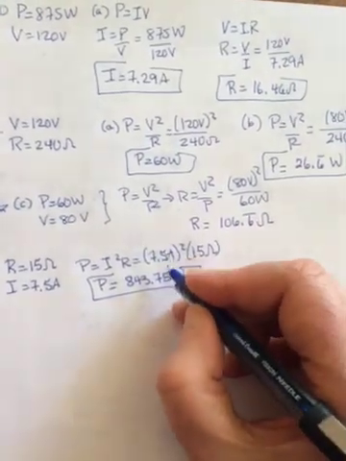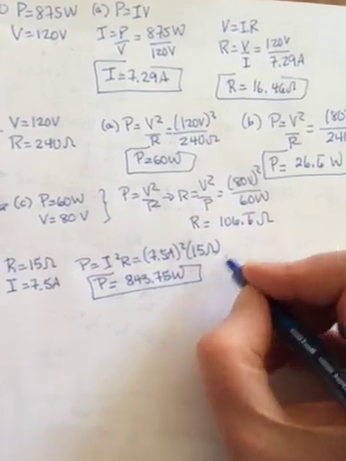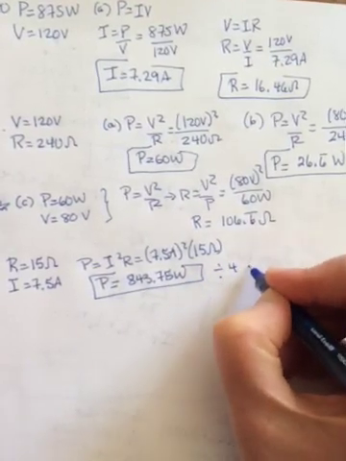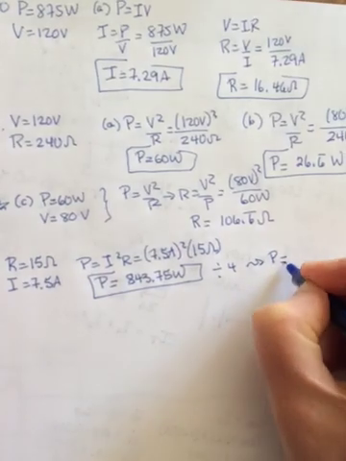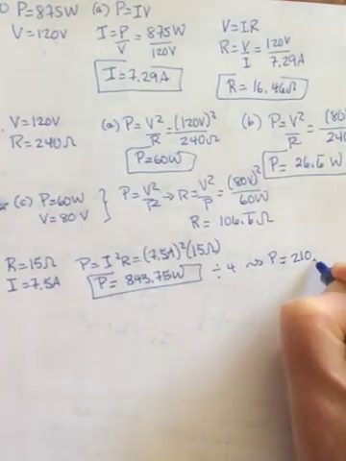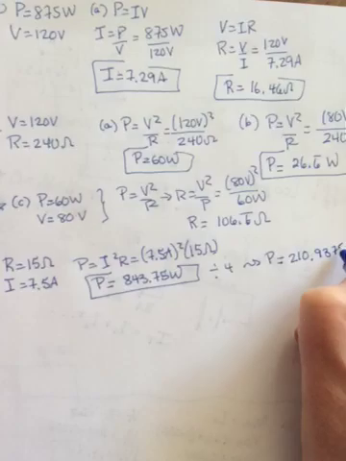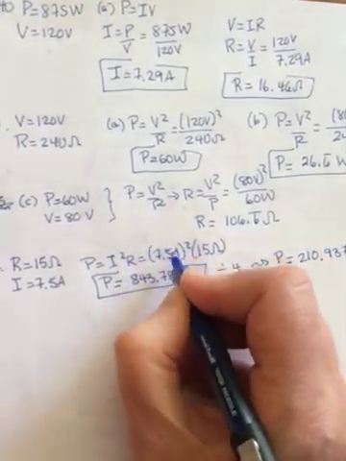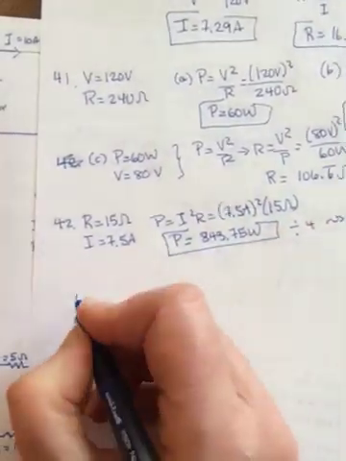And B, if the current in the heater is cut in half, what would happen? So if you half it, you should quarter the power, right? And so you could just do that divided by a quarter to get the new power should be 210.9375. Or you could actually put 3.75 in there and square it.